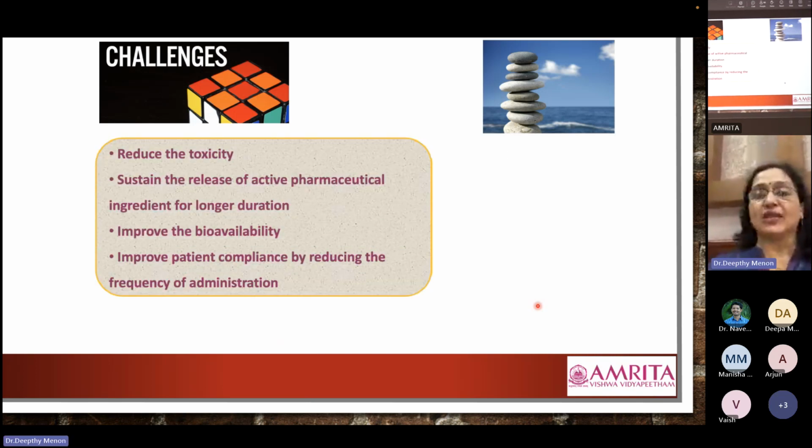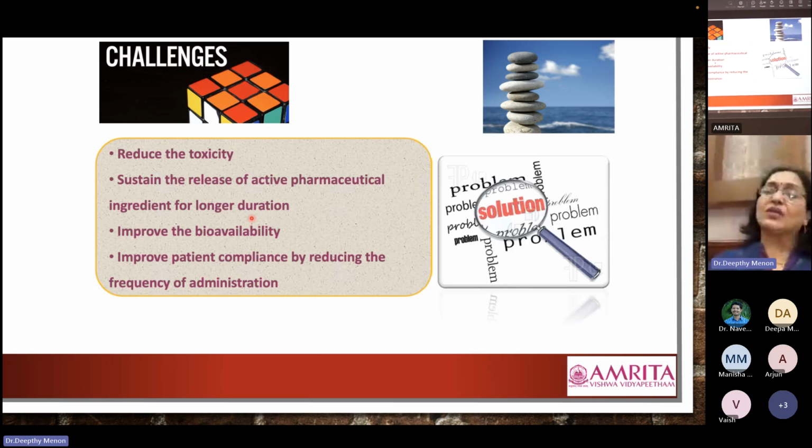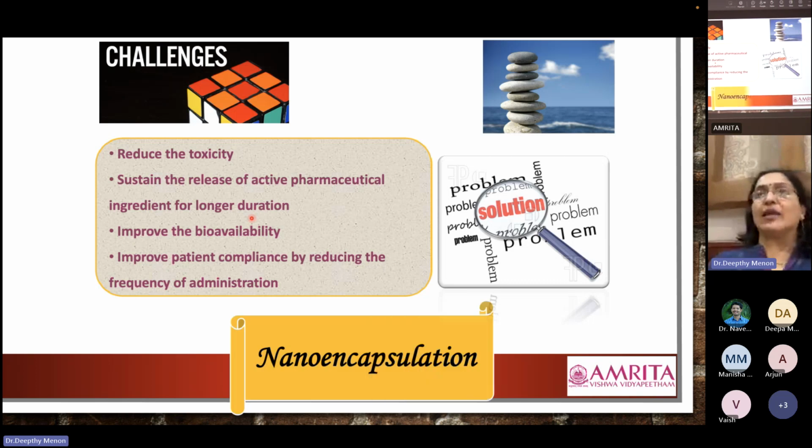We have to reduce the toxicity. What should we do to do all that? We should sustain the release of the active pharmaceutical ingredient for a long duration. That only can help to improve the bioavailability. And we have to do away with so many frequent administrations, whether oral or intravenous. So we have to have patient compliance. What is the solution? Nano encapsulation.